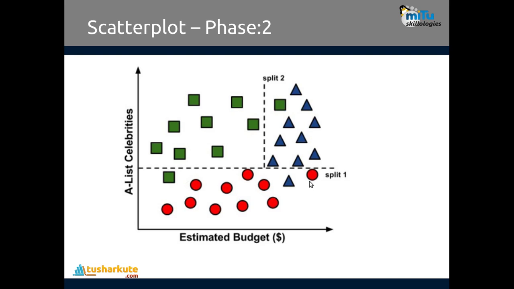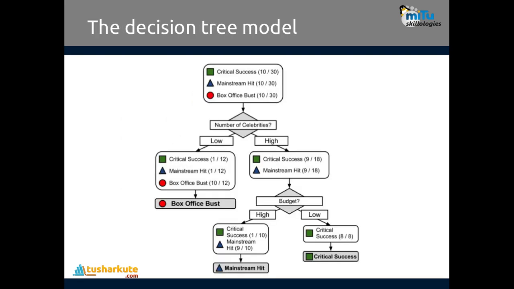Now the splitting is done. How will the tree building be done? Let's consider: if the number of celebrities is low, then red is the class. When the number of celebrities is high and the budget is low, then the green class is there. When the number of celebrities is high and the budget is also high, then the blue triangle class is present. So 3 classes are present, and now this will be represented in the form of a tree. That is what we call a decision tree. How will this tree be built? Now let's look at this.